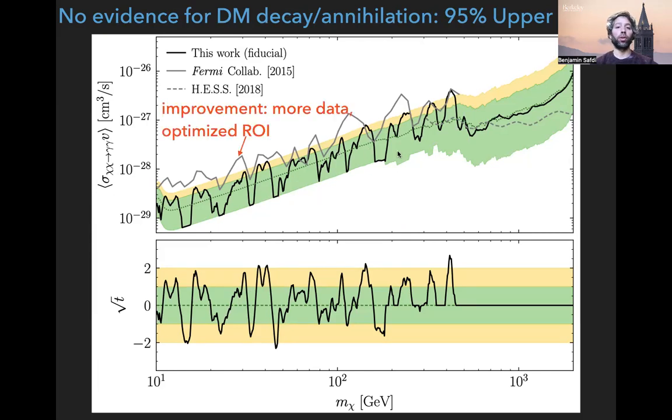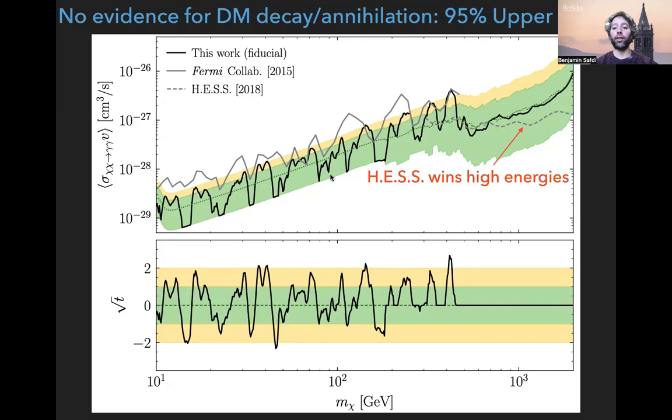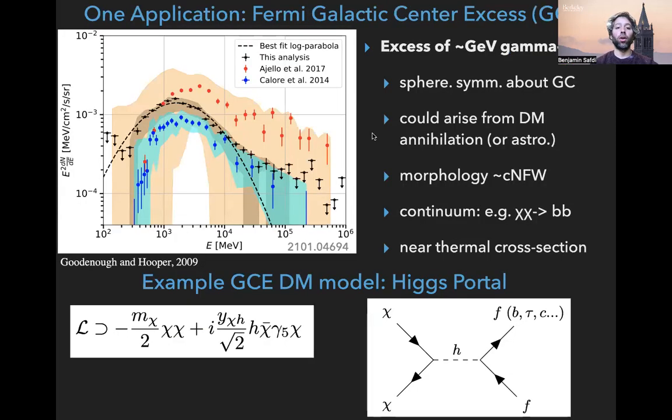Our limits improve over the previous Fermi limits by incorporating more data and also using a region of interest more optimized for the signal. At very high masses, our limits are surpassed by those of the ground-based HESS telescope, as one might expect. And as I already mentioned, we find no significant excesses, no evidence in favor of the dark matter model. Our results have a number of implications.